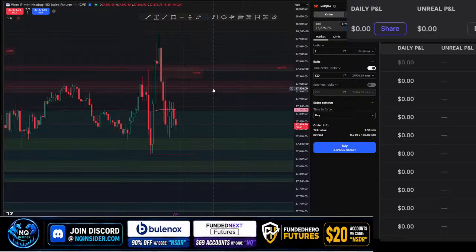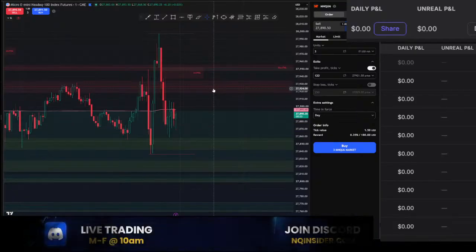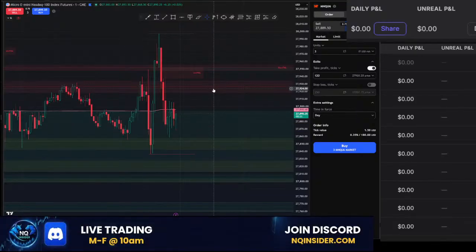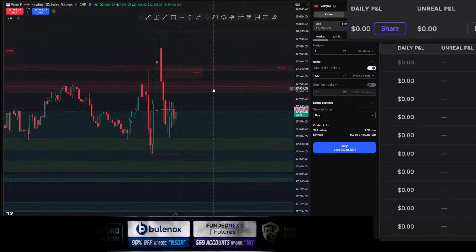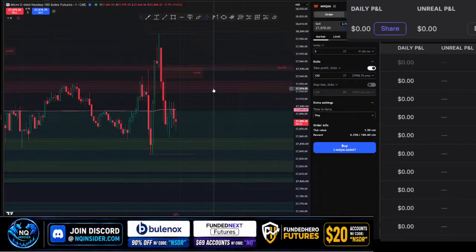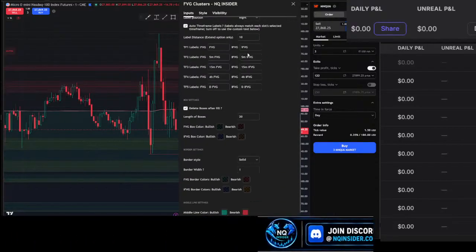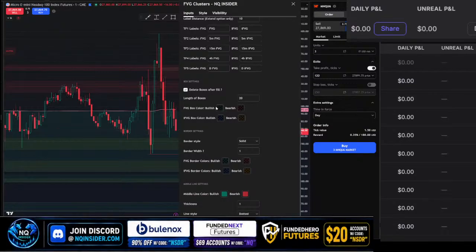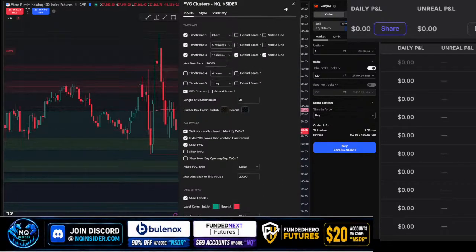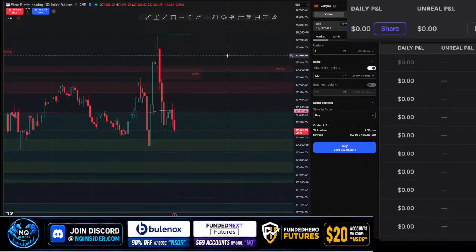Yo, E, is the cluster indicator a separate indicator, or is that part of the liquidity? Is the who? The cluster indicator. The cluster indicator is a completely different indicator. There's 3 total of them. There's the FEG clusters, which plots the FEGs, the clusters. The other ones are separate. So the clusters just plots the FEGs and the highlighted ones, unlike any other one.